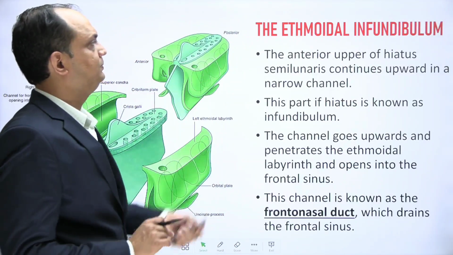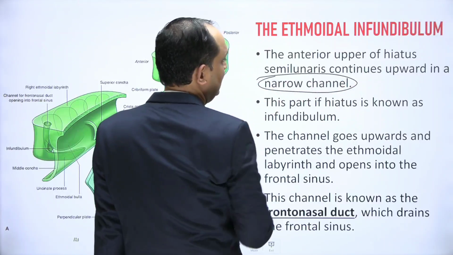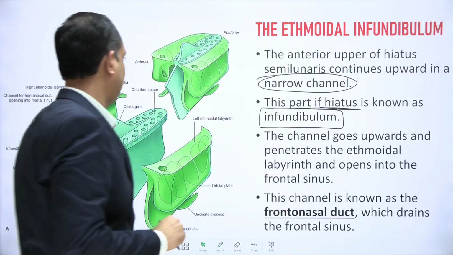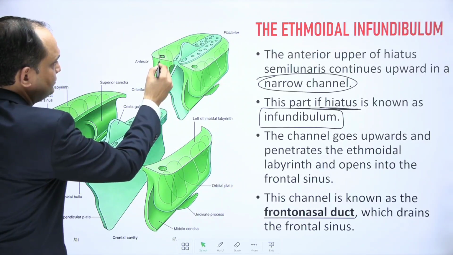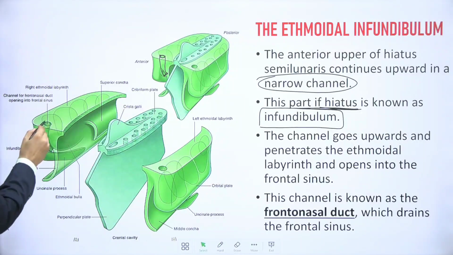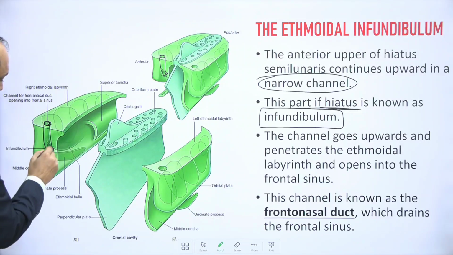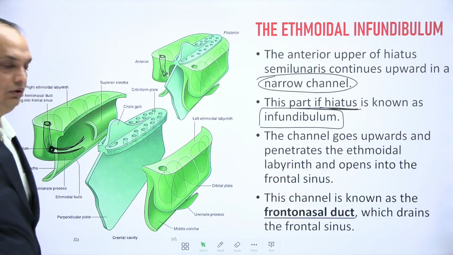Now the anterior part of the hiatus semilunaris continues upward in a narrow channel, and this part of the hiatus is known as infundibulum. Here you can see in this diagram this is the channel which is present here. You can appreciate in this diagram also, this channel starts from this area. Now what is this area? This area is a gap between the bulla and uncinate process, which is termed as hiatus semilunaris.